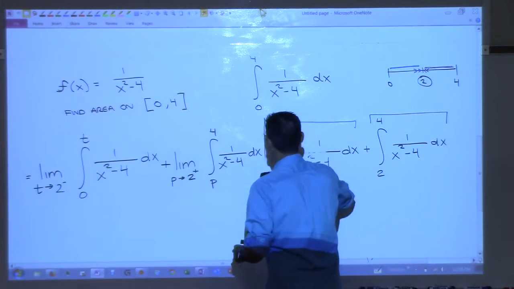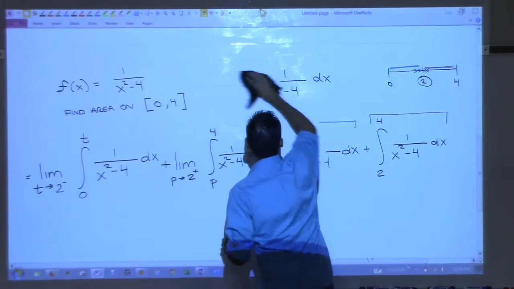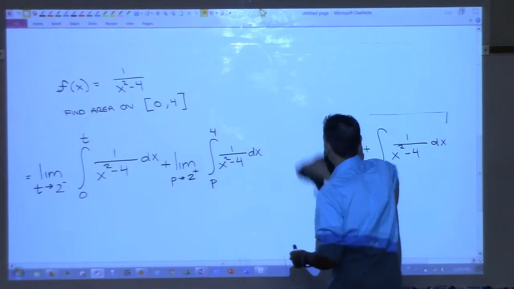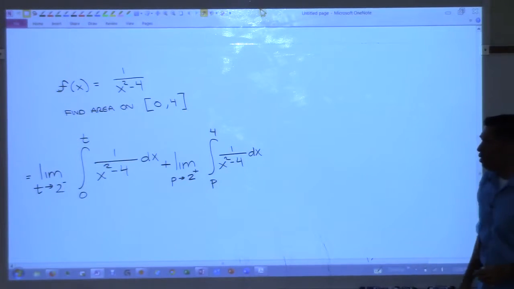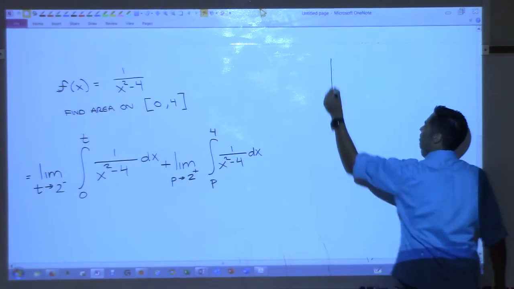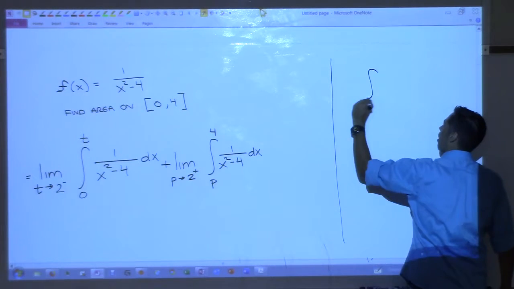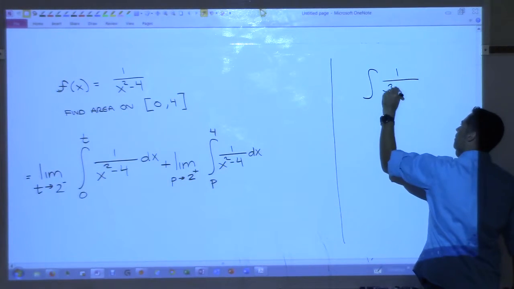So I'll leave that on the board. Because that antiderivative is finally one that is not something that we just know automatically, I'm going to come over here to the side and work this problem like it's its own little animal.